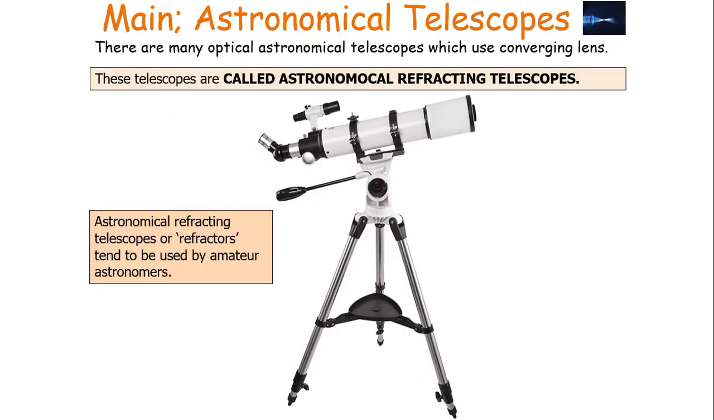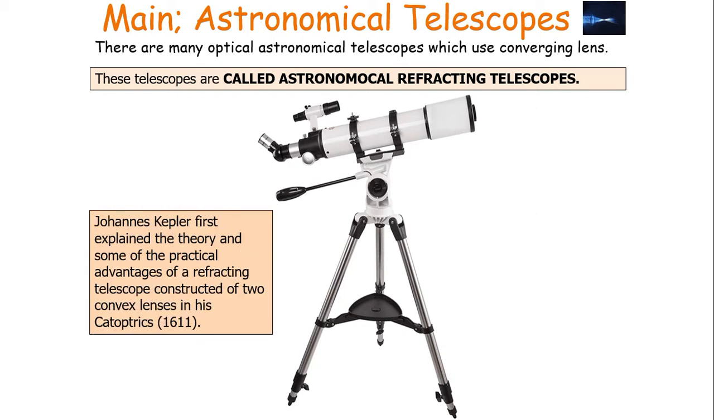There are many optical astronomical telescopes which use convergent lenses. These telescopes are called astronomical refracting telescopes, or refractors, and they tend to be used by amateur astronomers. Johannes Kepler first explained the theory and some of the practical advantages of a refracting telescope constructed of two convex lenses all the way back in 1611.